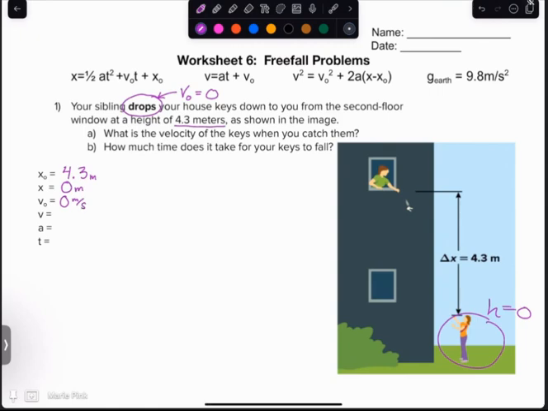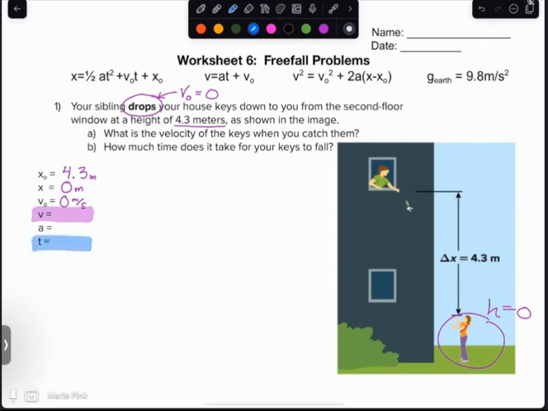And it asks me two things. It says, what is the velocity of the keys when you catch them? So I'm going to figure out what is the velocity when I catch them, which is the velocity at the end here. And I want to know how much time does it take for my keys to fall. So then I'm also going to look for t.